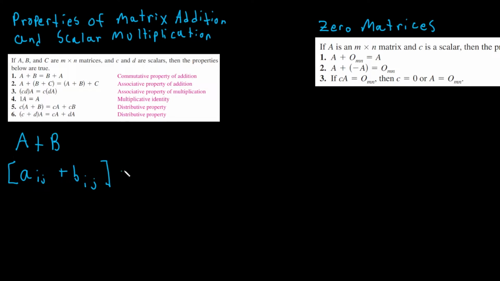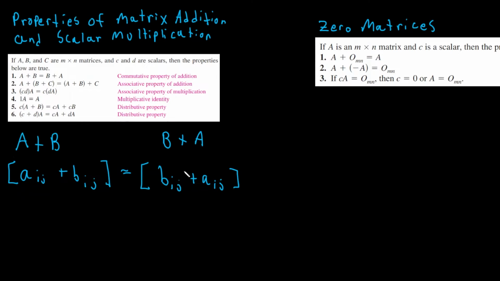So if this is true, then what this implies is that since these are just real numbers that I'm adding together, I can flip these around and the sum should still be the same. So aij plus bij should equal bij plus aij. And this, if you look closely, is just matrix B plus matrix A.